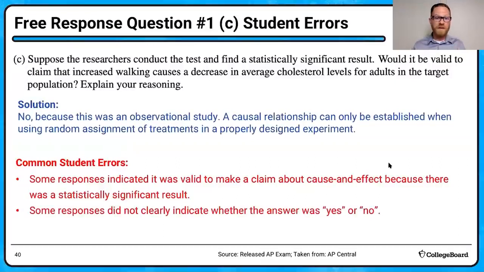The next common student error is that some responses did not clearly indicate whether the answer was yes or no. So this is where you have to make sure that you answer the question that is being asked. And this is a question that really requires a yes or no answer.